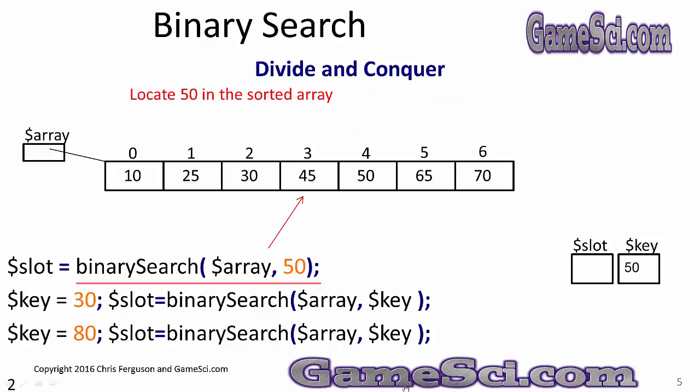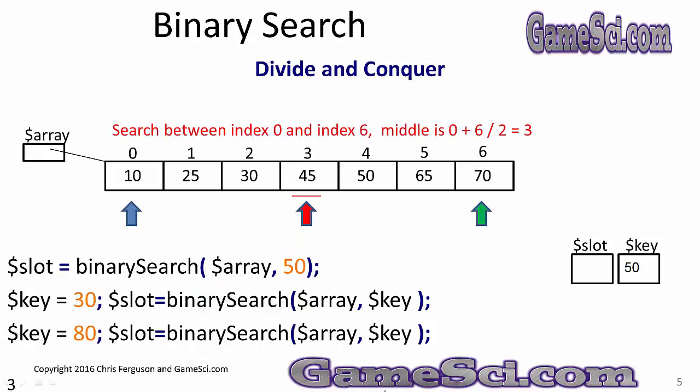To see how it works, let's run a binary search and just trace it while visualizing the array. I'm going to look for, in $array, the value 50. I've set up some variables over here. Array is right there. This 50 is going to be assigned to key. That's what I'm searching for. And $slot is my return value. Again, binary search, like linear search, will return which slot it found the data in.